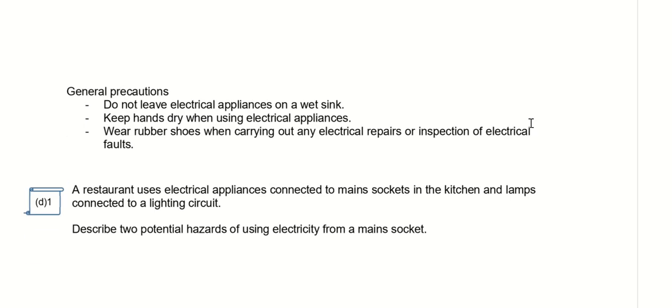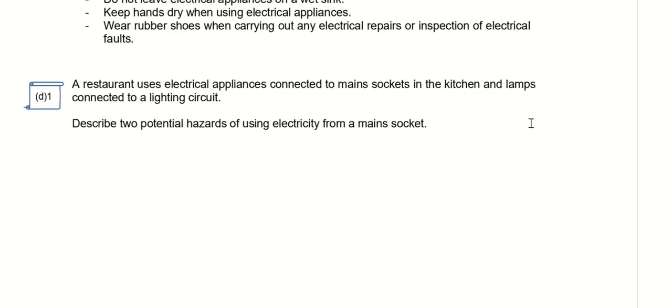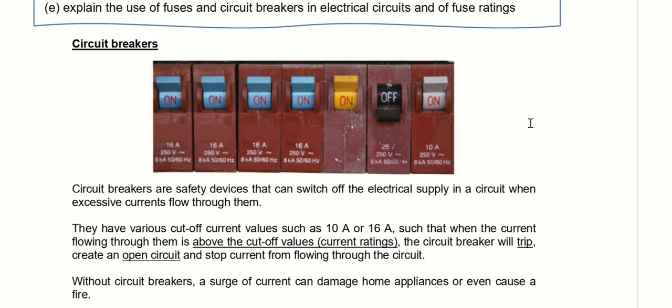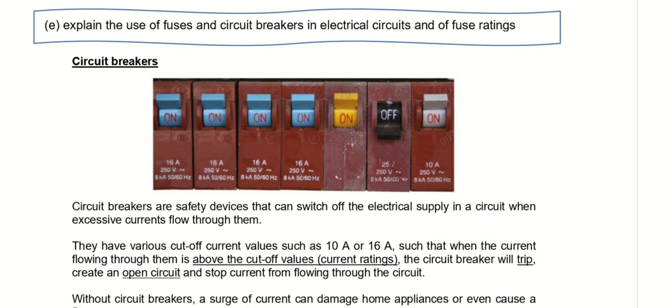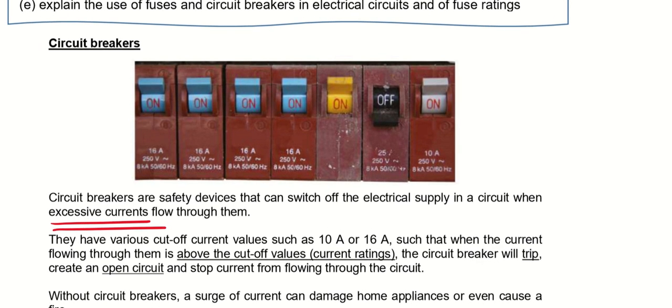Okay, so if there are hazards, then there are also safety measures. I will first go through circuit breakers. Circuit breakers are safety devices that can switch off the electrical supply in a circuit when excessive current flows through them. Excessive meaning they must exceed a certain value.